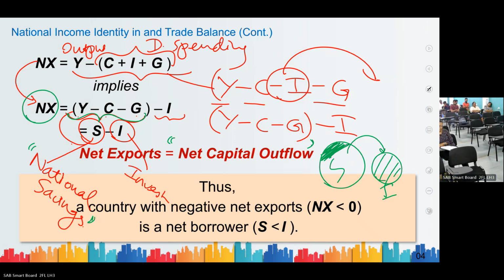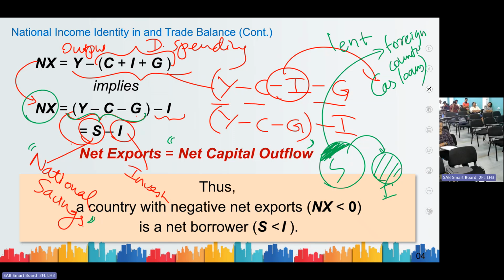That excess amount is lent abroad, is lent to foreign countries as loans. There is some excess saving amount after spending for investment, and that excess saving amount is lent to foreign countries. That is net capital outflow. Net capital outflow is positive in that sense.